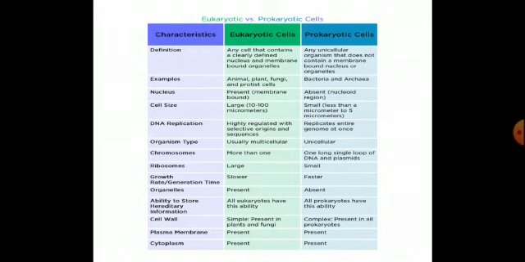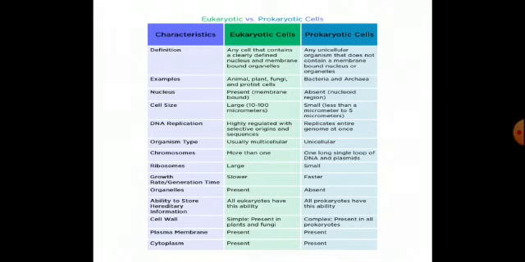In the case of chromosomes, the eukaryotic cell has more than one. Prokaryotes have only one DNA along with the plasmid. Only one DNA means a circular DNA. Ribosomes are large in eukaryotes, small in prokaryotes. Generation time is slower in eukaryotes, faster in prokaryotes. Most of the organelles with a double membrane are present in eukaryotes. In prokaryotic cells, almost all the organelles are absent.